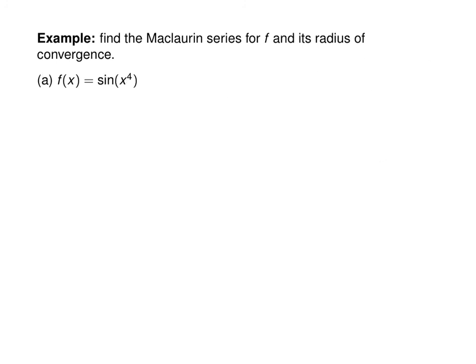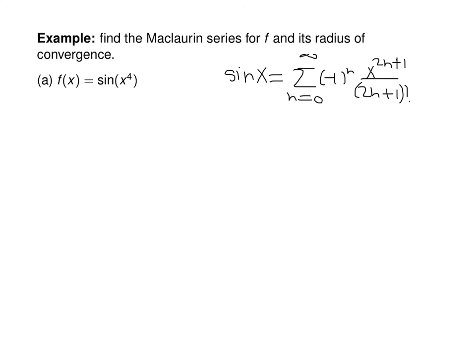Alright, sine of x to the fourth. So you have to first recall what the Maclaurin series is for sine of x. So we know that sine of x is equal to a sum from 0 to infinity, negative 1 to the n, x to the 2n plus 1, all over 2n plus 1 factorial. And so we'll input x to the fourth. And this has radius of convergence infinity, so inputting x to the fourth will not change that.